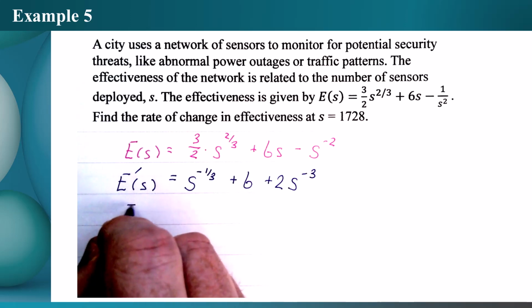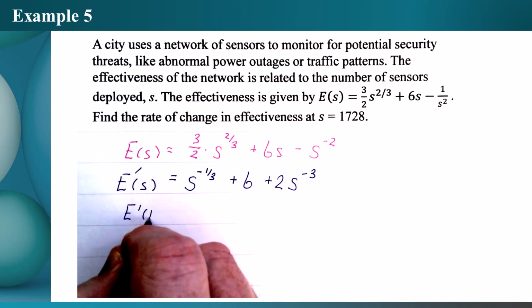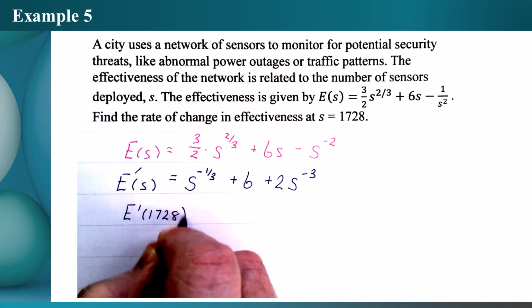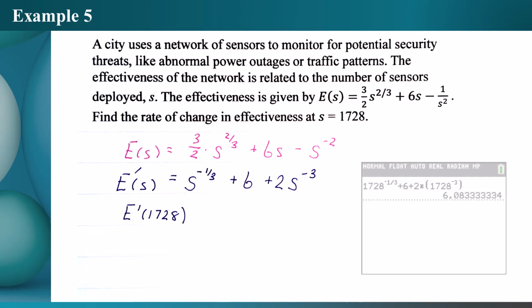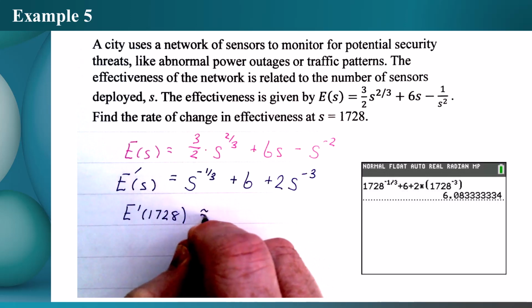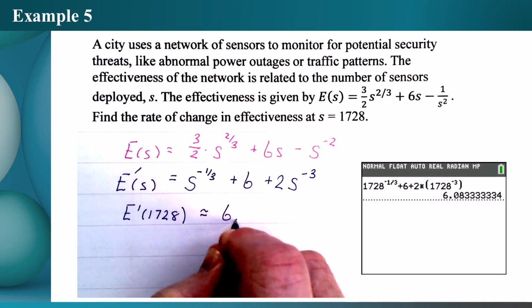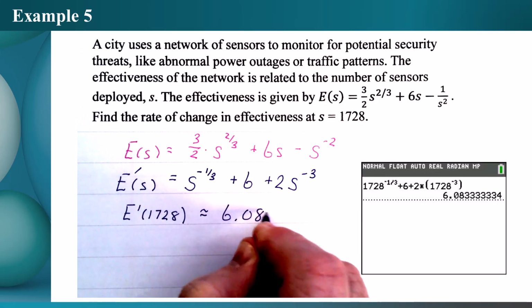Well, now we need to find e prime of 1728 to find the rate of change of effectiveness at that value. Well, at this point, I'm just going to plug it into the calculator, and it looks like this is approximately equal to 6.083.